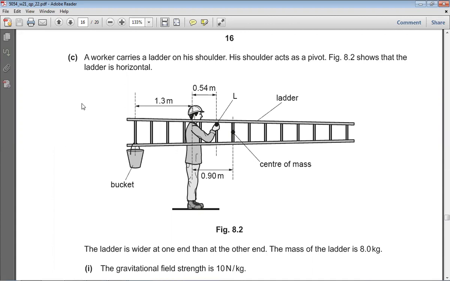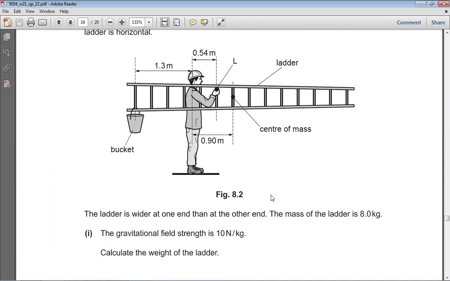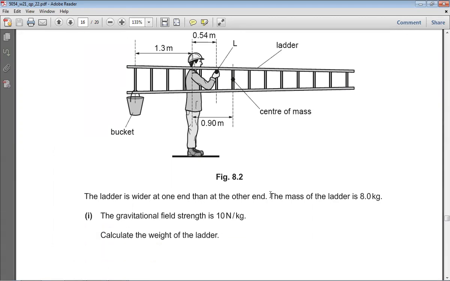Figure 8.2 shows that the ladder is horizontal, so it means it has been balanced. The ladder is wider at one end, and the other end of the ladder is narrow. So the mass of the ladder is distributed unevenly. The mass of the ladder is 8.0 kg. The gravitational field strength is 10 Newton per kg.